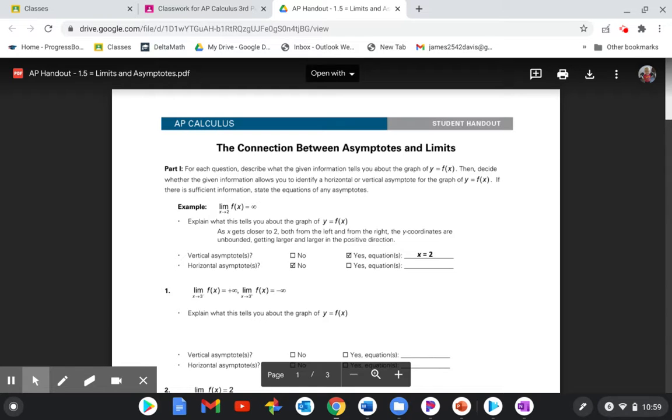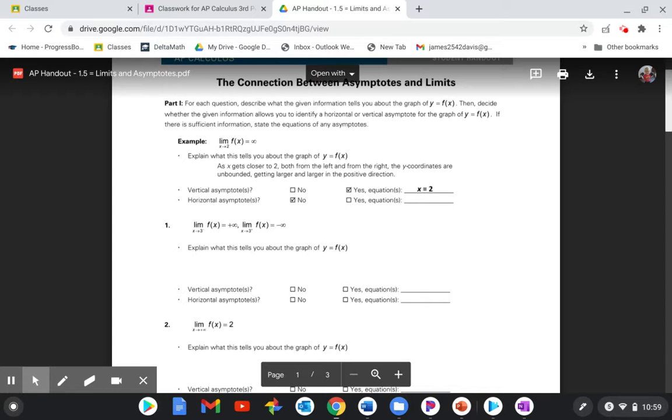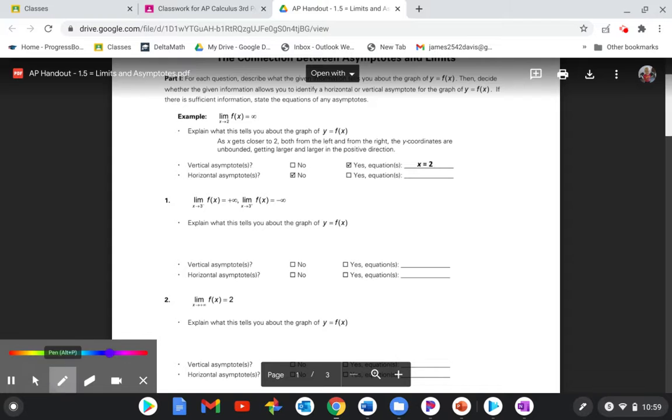Hey guys, just want to take a couple minutes here and give you a little bit more instruction on how to complete this AP handout worksheet, which deals with asymptotes and limits. There is the one example there. However, it might be helpful to have just a little bit more instruction on how you do this. So I'll go ahead and do maybe 2 or 3 more here.